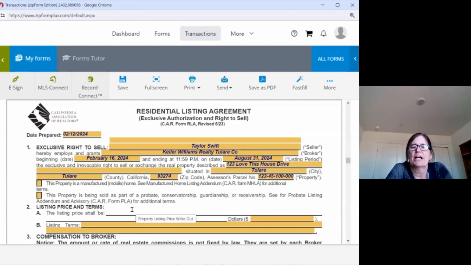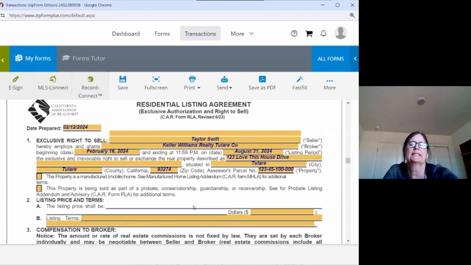If it's a manufactured or mobile home, then I would check this box here, and that would automatically add the manufactured home listing addendum. Or if it's going to be sold as a probate, conservatorship, guardianship, or receivership, then I would mark this box and it would add the probate listing addendum and advisory. But in this case, she does not live in any of those or isn't part of that. So then we're going to go to listing price and terms.